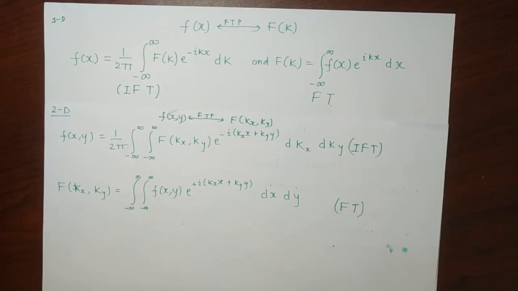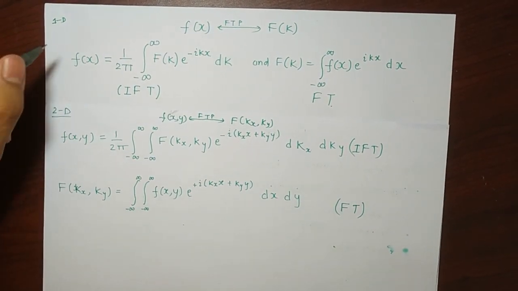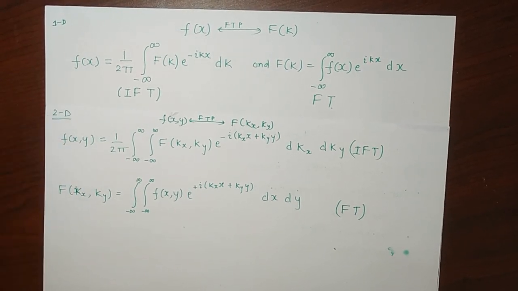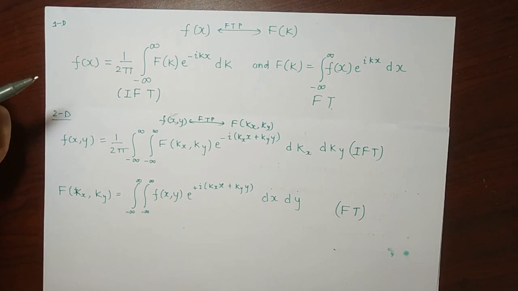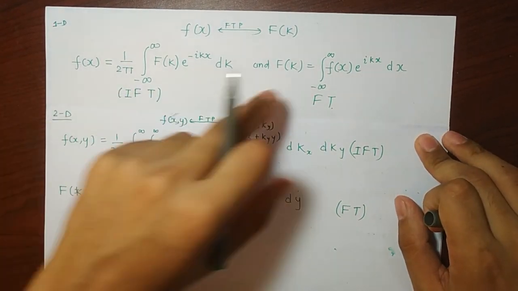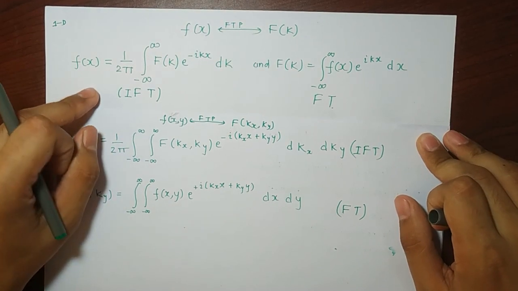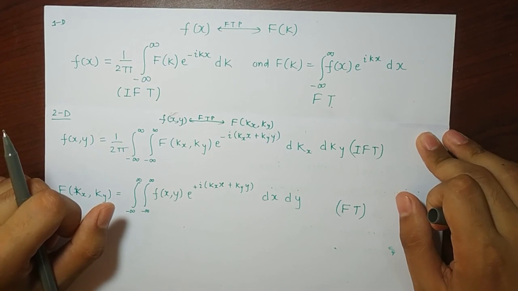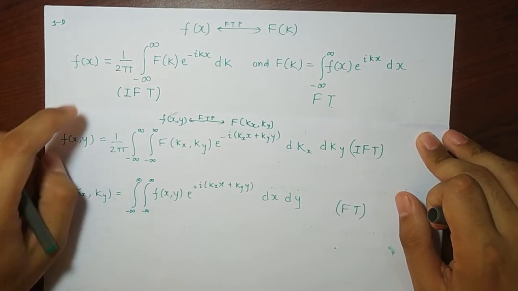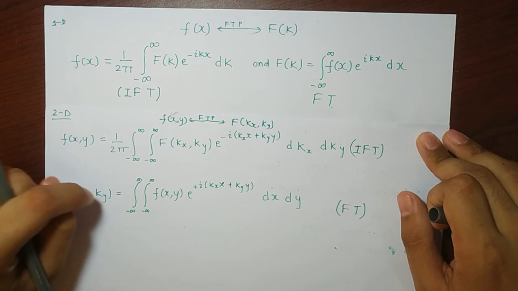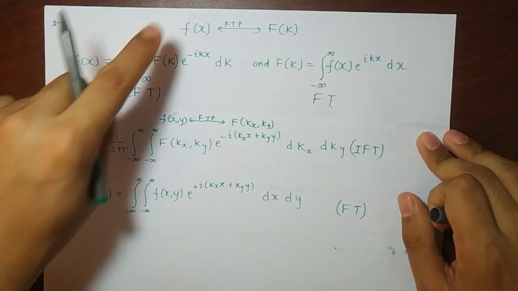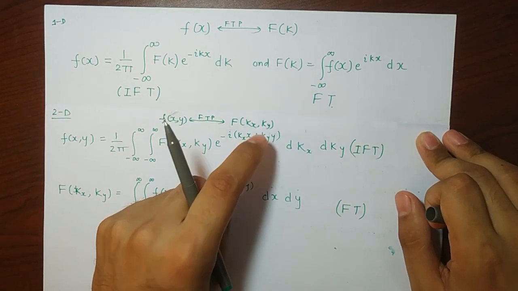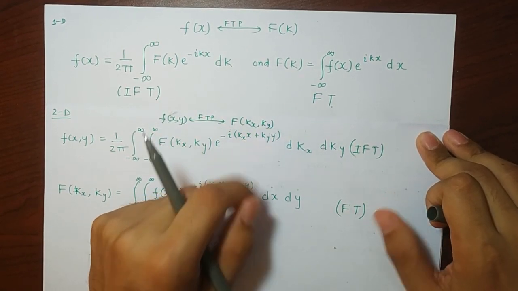So now we will try to extend the one-dimensional Fourier transform and inverse Fourier transform to two-dimensional Fourier transform. So these were the formulas corresponding to one-dimensional Fourier transform, and these are the formulas corresponding to two-dimensional Fourier transform. As you can see, in two dimensions we have introduced another variable along with x, that is y, and in the frequency domain now, instead of having k, we have kx and ky.